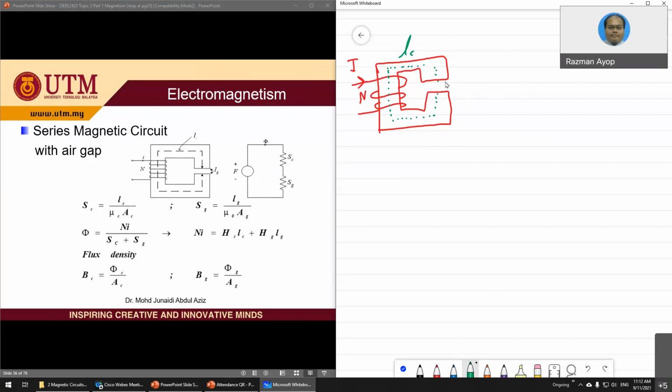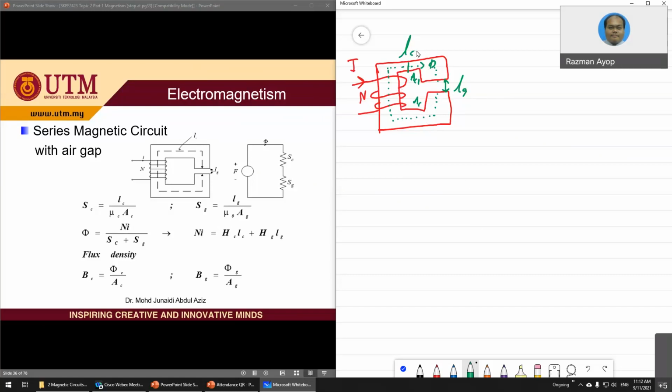And then this one is the length of the gap. This one I didn't draw properly. If the area is the same, make sure this is the flux, and the area must be perpendicular to the flux. So this one is AC. If you have different areas, make sure you have AC1, AC2, AC3.